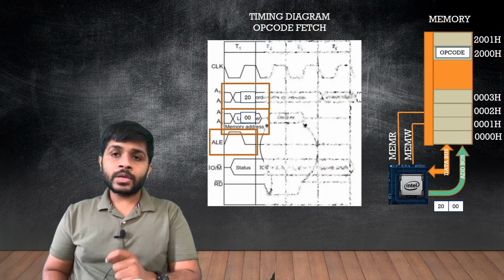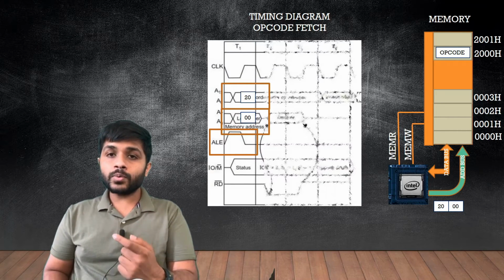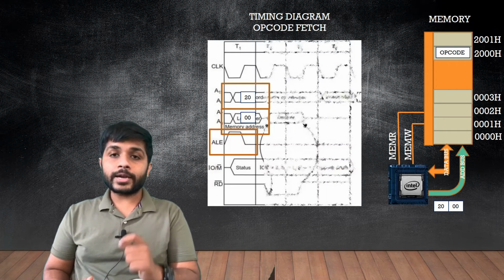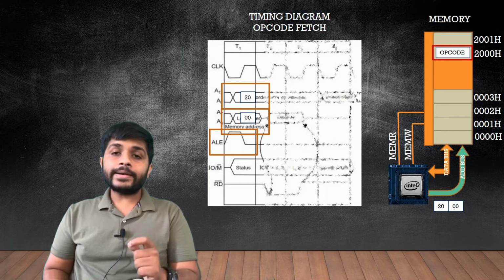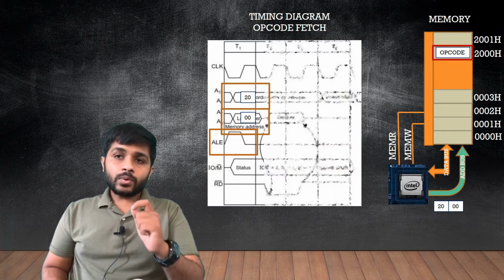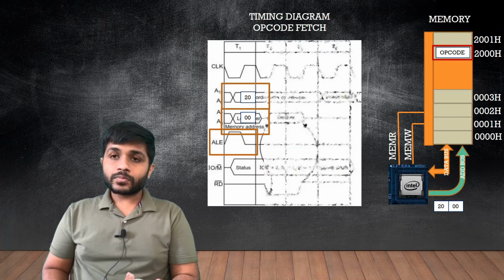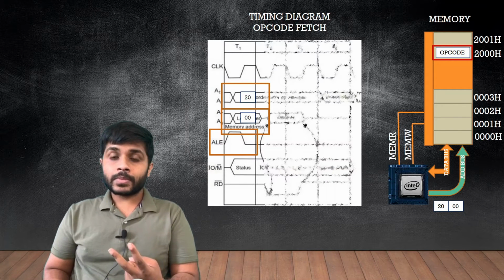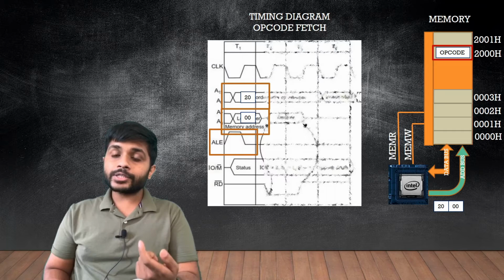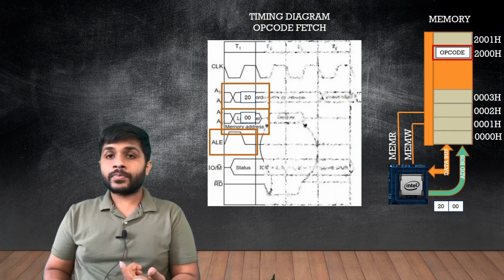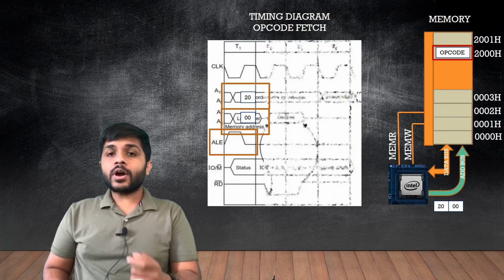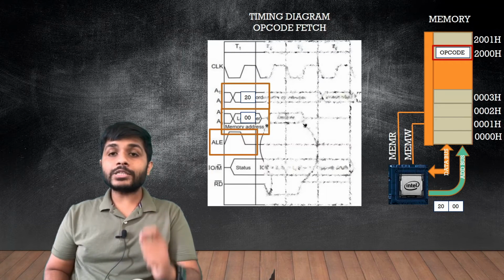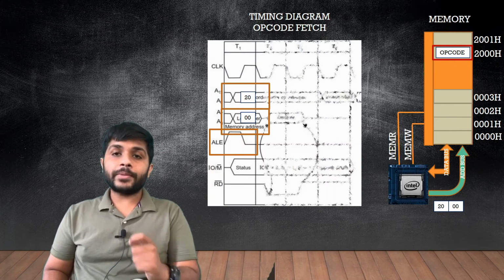When memory receives the 2000 value via the address bus, it understands that the processor wants to select that particular address. So memory will select the address 2000H. After a particular address is selected, the processor has two options: either read that address or write to it. In this case, the timing diagram is for opcode fetch. The processor wants to read the opcode, so it has to generate the control signal, which is memory read.